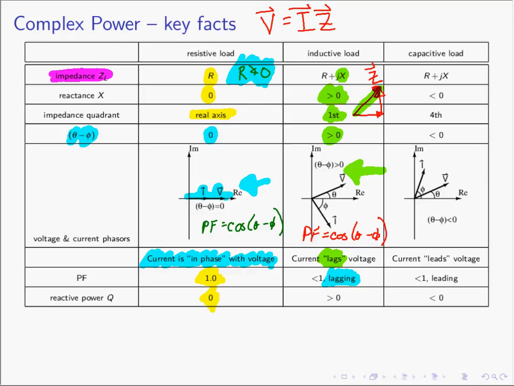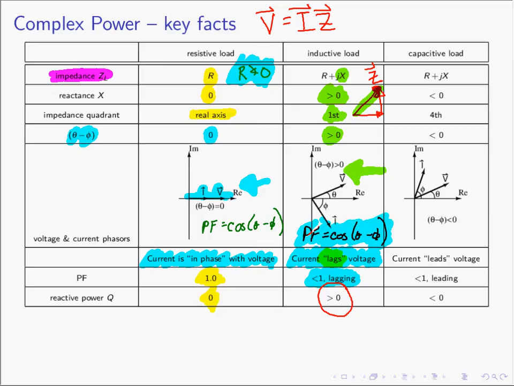Of course, the cosine of theta minus phi is going to be less than 1 since we have an inductive load, but we want to keep the information that theta minus phi is a positive number, so we say it's lagging, and that comes from the fact that the current lags the voltage if you were to watch it on an oscilloscope. So an inductive load has a lagging power factor. If you were to draw the complex power vector on the plane, you would see it lives up in the first quadrant as well, and because of that, the reactive power of an inductive load is positive.